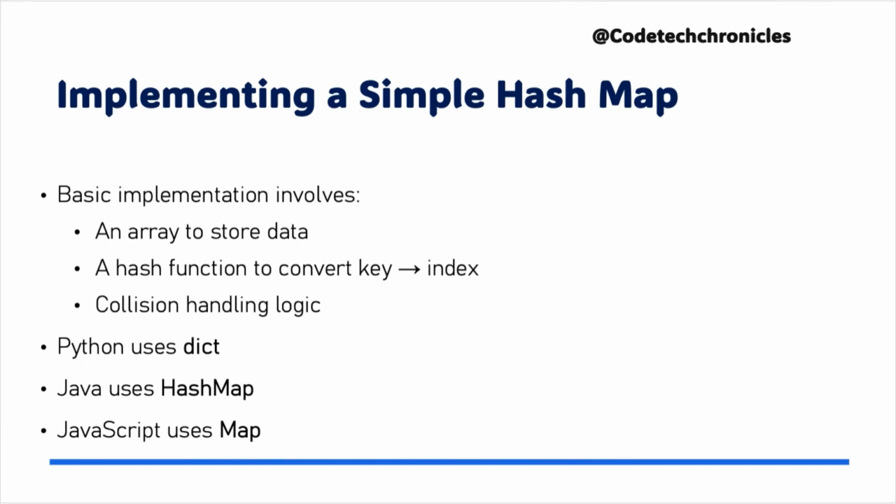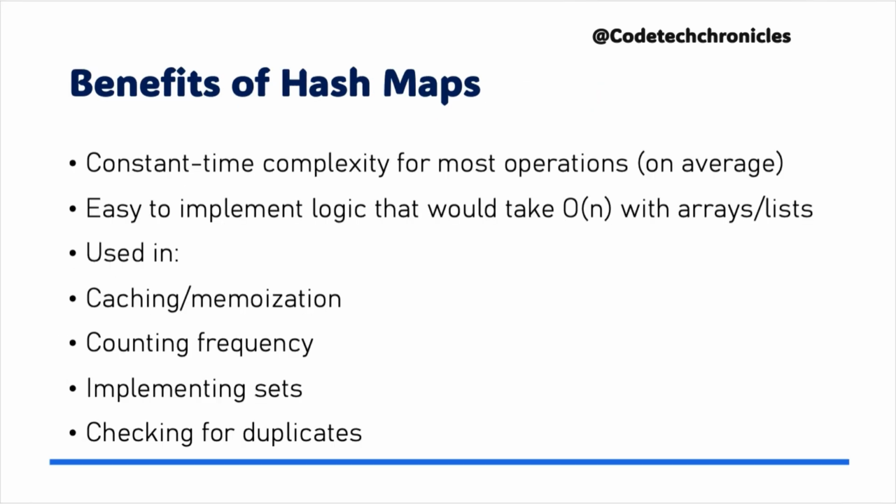Implementing a simple hash map. Let's simplify the idea of building your own hash map. Use an array to store data. Use a hash function to convert the key to an index. Add collision handling logic using chaining or probing. Different languages offer built-in hash maps. Python offers dictionary, Java offers HashMap, JavaScript offers Map. You don't have to reinvent the wheel, but it helps to understand how the wheel works.